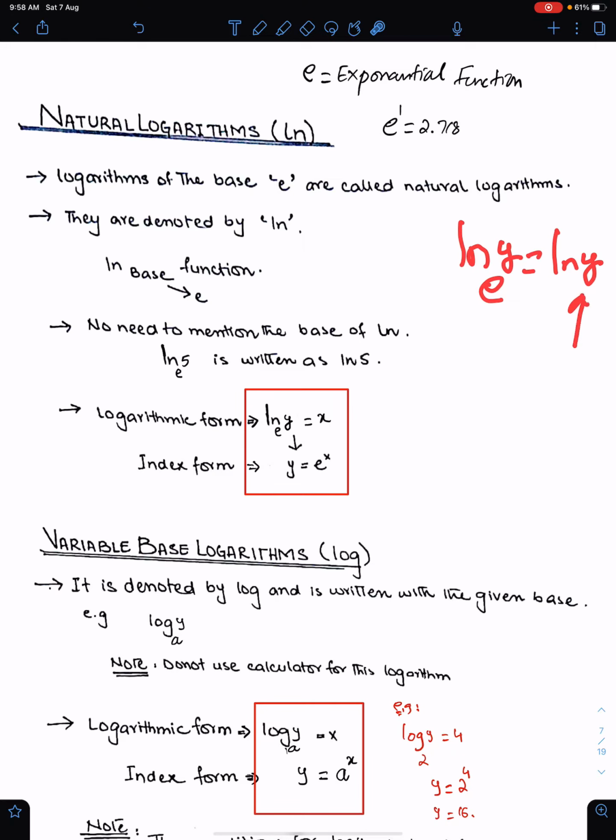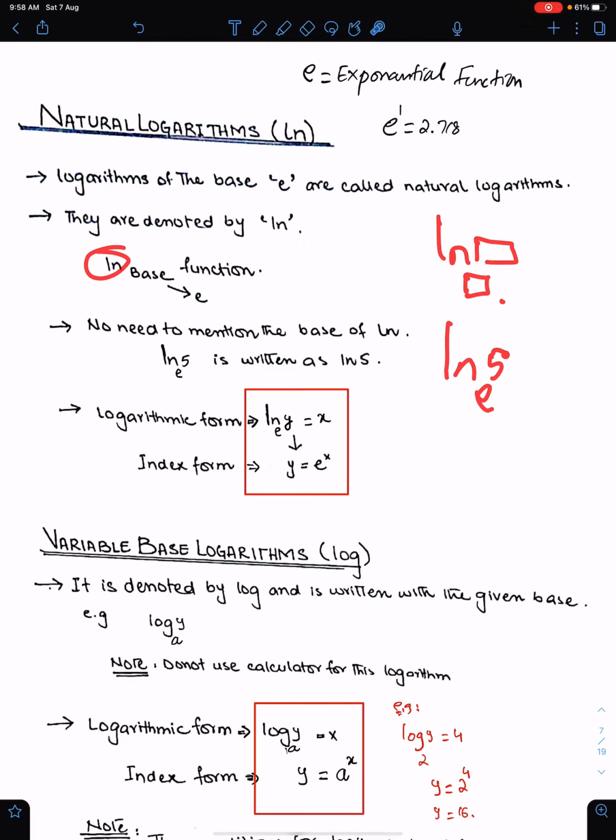This is the formal way, and this is the way of writing with the base, ln with its base. Informal way, you can say. So ln function is here and base is here. Base is e and function is, let's suppose, 5. But you don't need to mention e because it's understood that the base of ln is always e. So no need to mention the base of ln. Therefore ln base e function 5 is written as just ln 5.